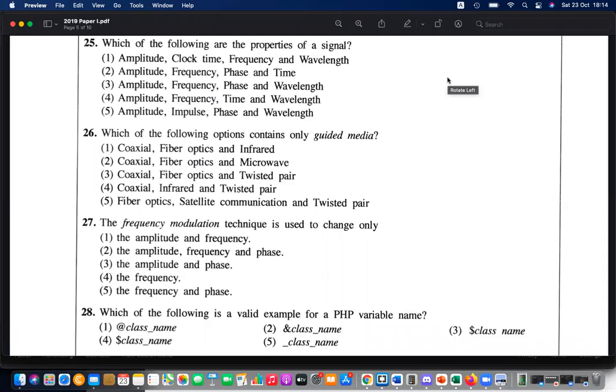2019 paper MCQ, question number 25. Which of the following are properties of a signal?